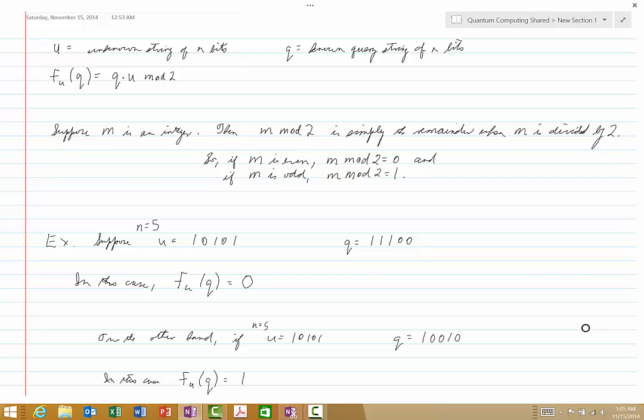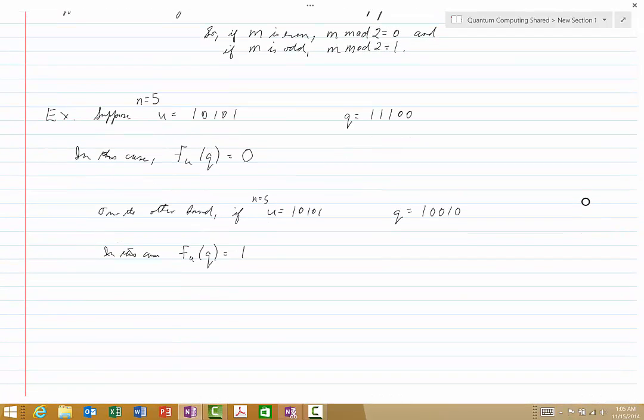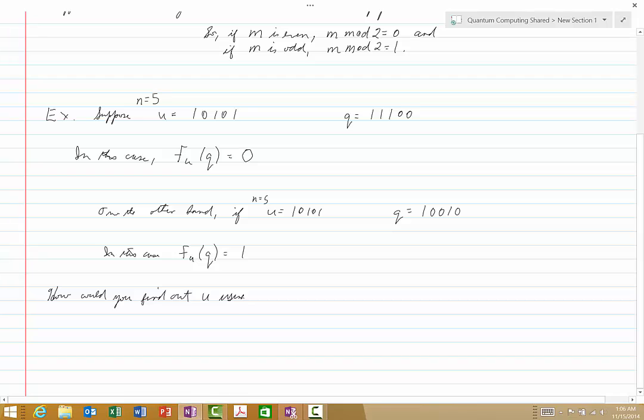So now, given that is the way that the function f sub u of q works for different query strings, I extremely strongly encourage you to turn off the video for a moment and think about this question. How could you find out u using this function?